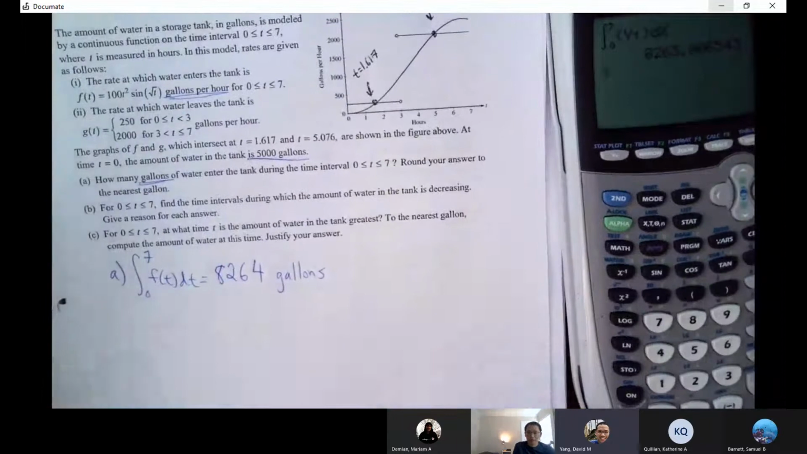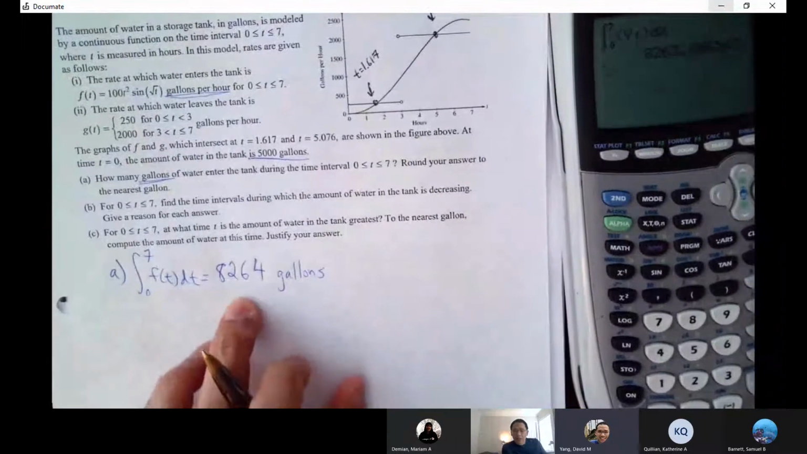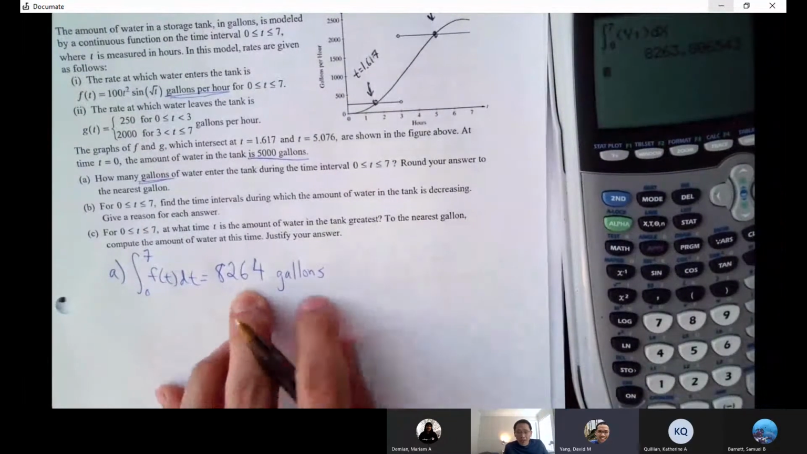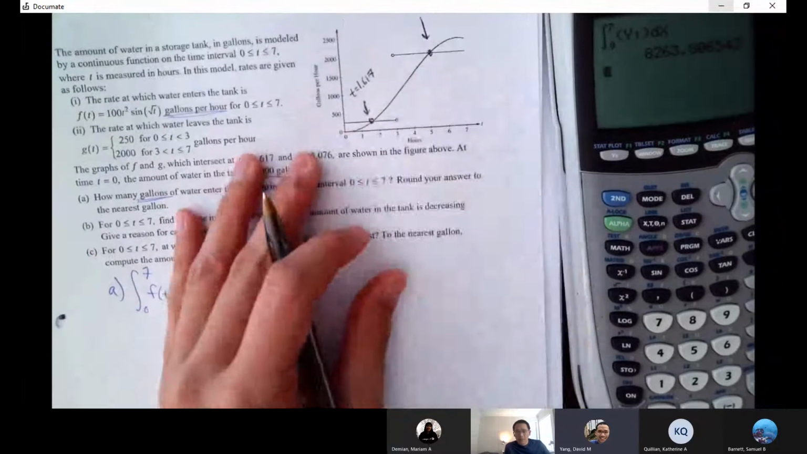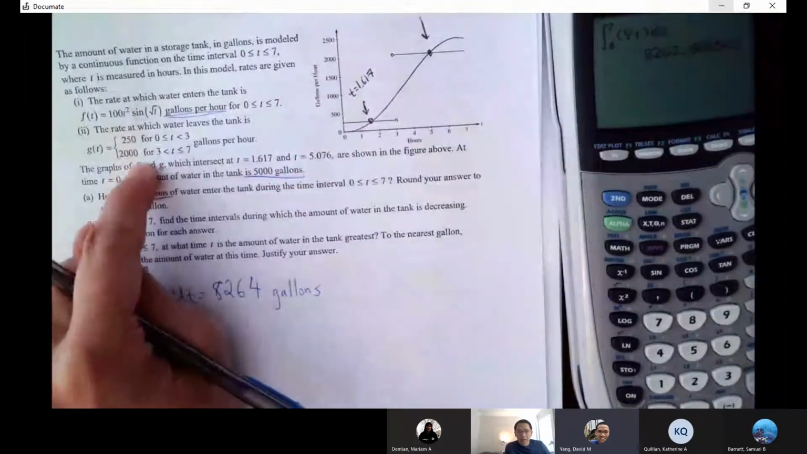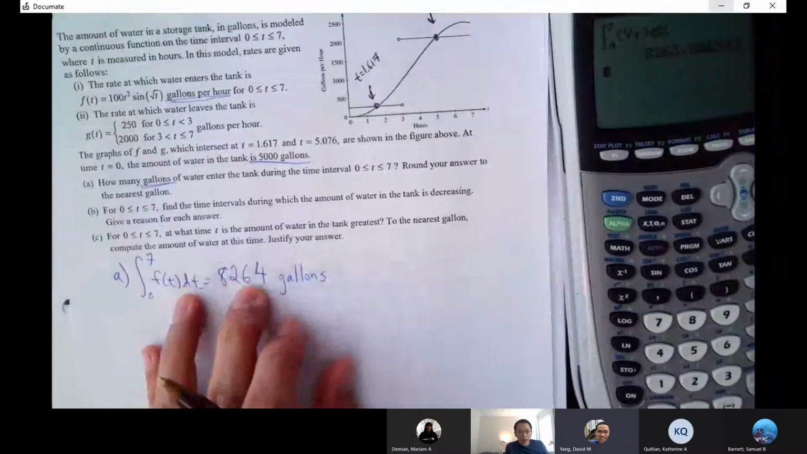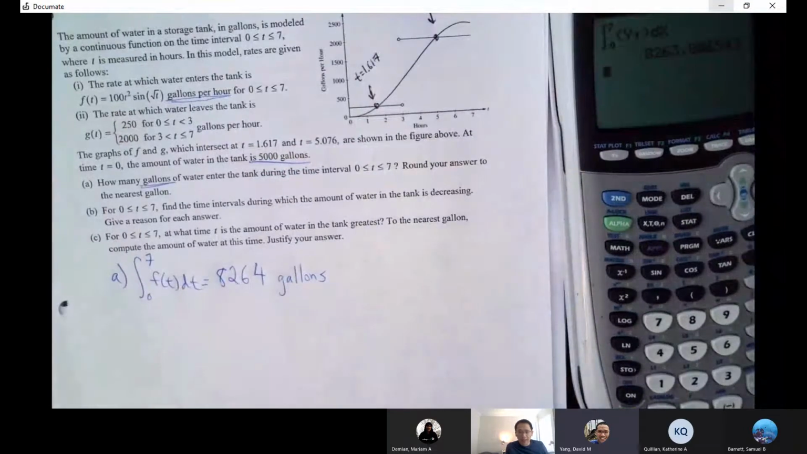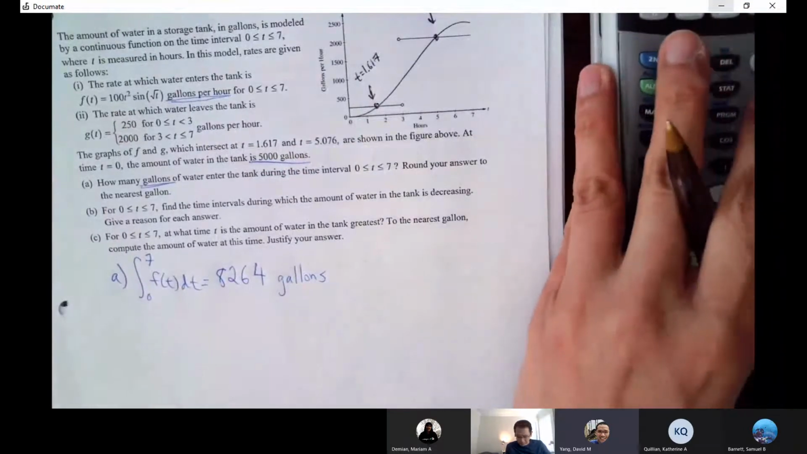Now that doesn't mean that there's going to be this much water in the tank, because we have water that's being let out of the tank because of these rates here. But this is part A. It's just asking how much water enters the tank, and that's what we have.